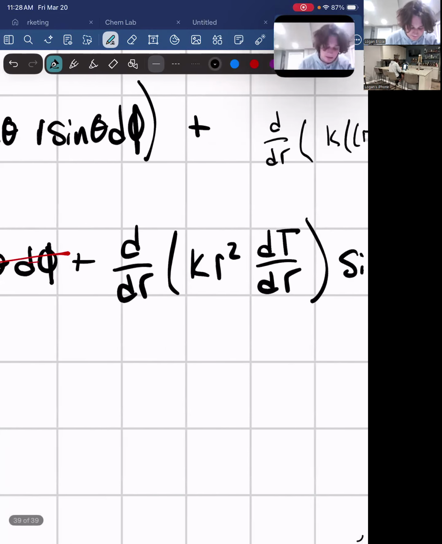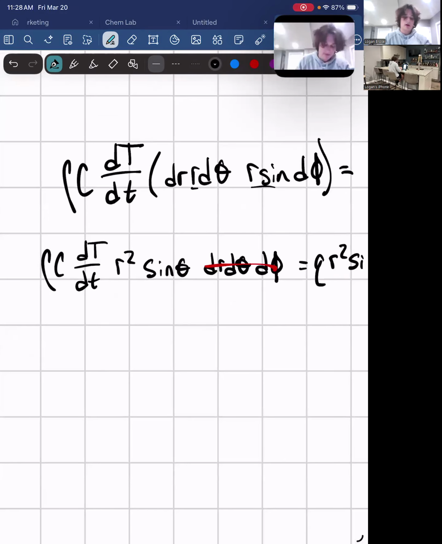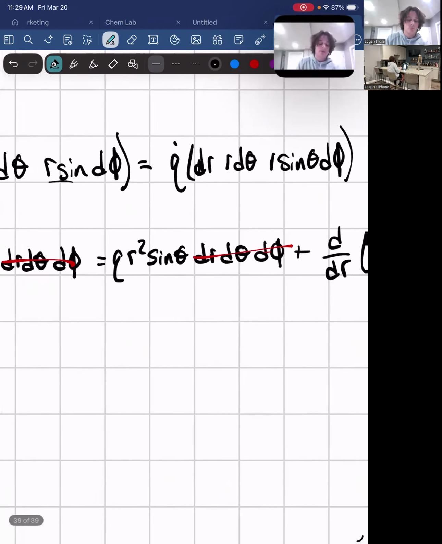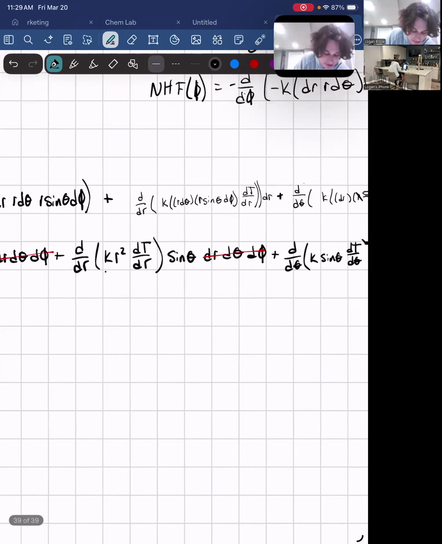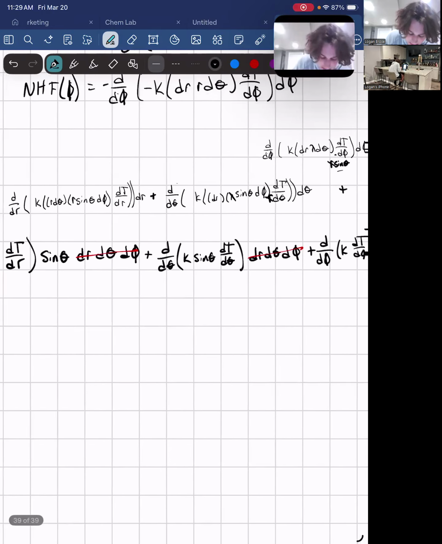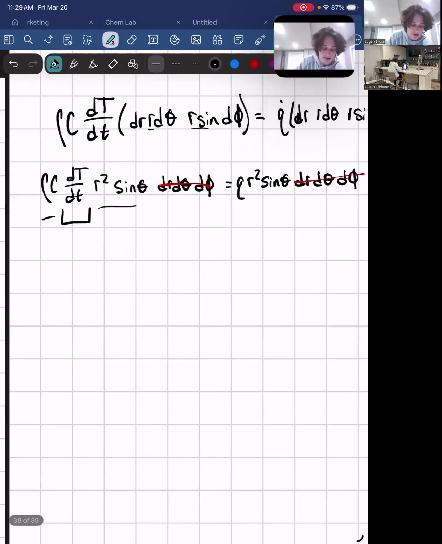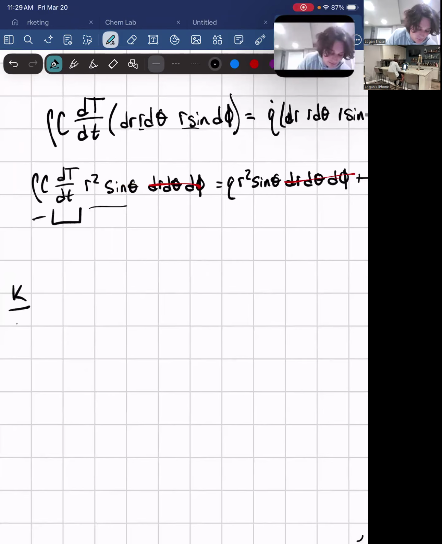And then we're left with, on this right side, density times heat capacity dT/dt times r squared sine theta. Now what we want is this term, so we will divide all of this stuff over. And before we do that, one thing you can notice is each of these net heat flows has a K, and we know that our K over rho C is our thermal diffusivity. So we can factor out a thermal diffusivity before we do all of this.